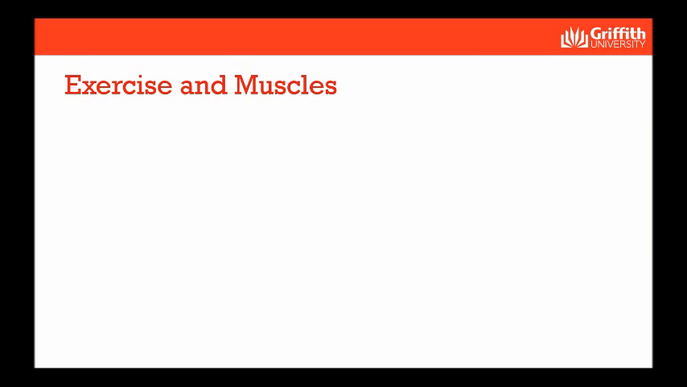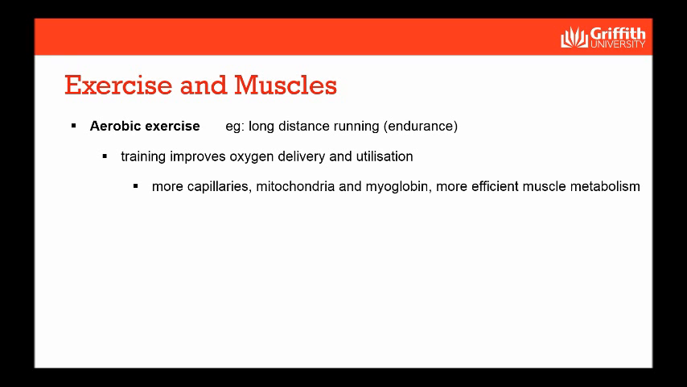So how does exercise affect our muscles? Aerobic exercise improves oxygen delivery and utilization. With training, more capillaries develop around the muscle fibres, making delivery of the oxygen optimal.